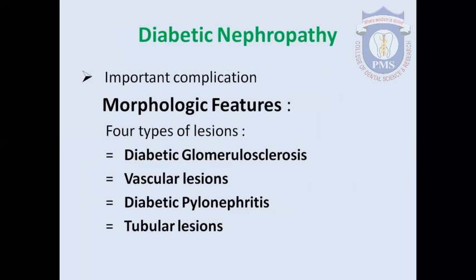Diabetic nephropathy is a very important complication of diabetes mellitus. Morphologic features include 4 types of lesions: diabetic glomerulosclerosis, vascular lesions, diabetic pyelonephritis, tubular lesions.